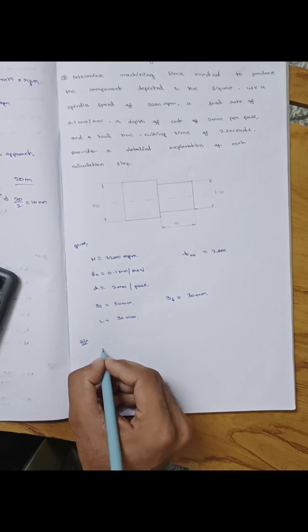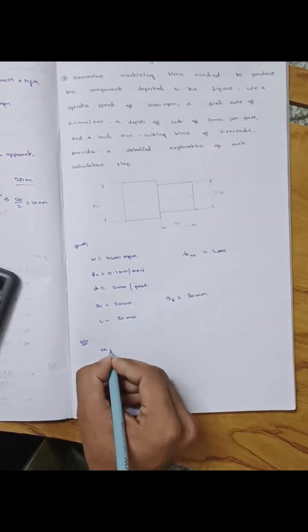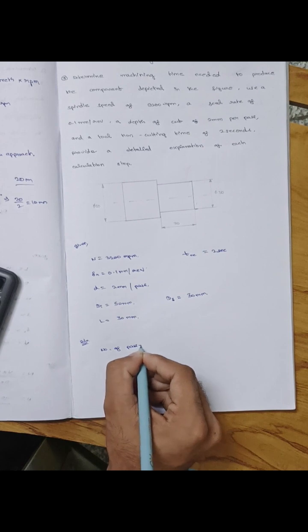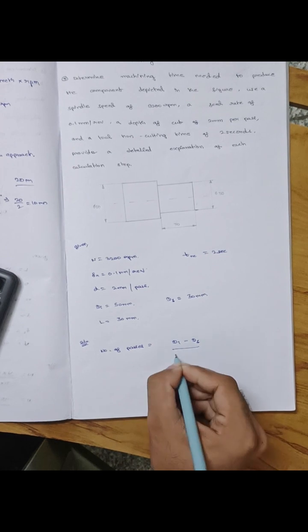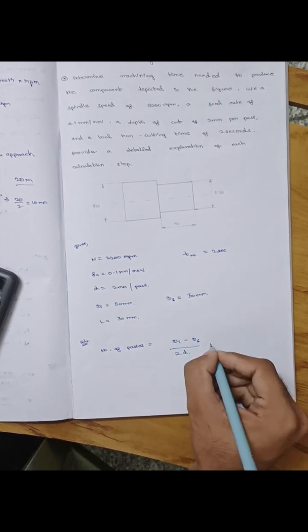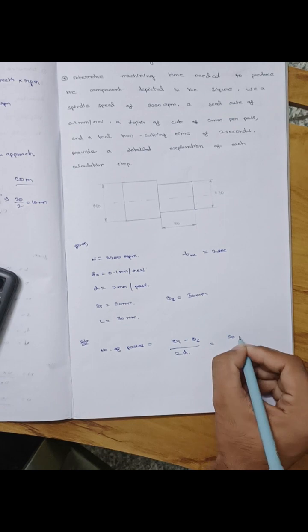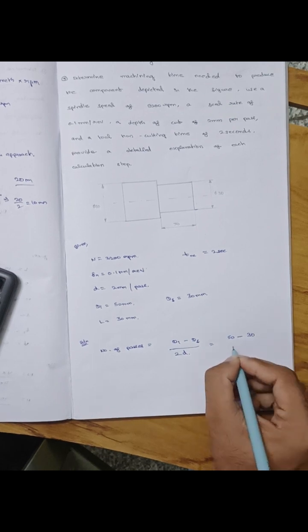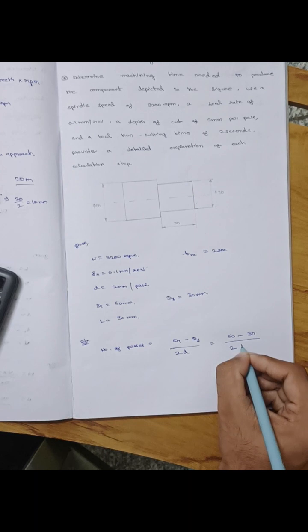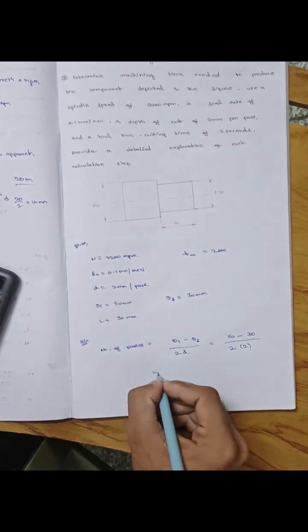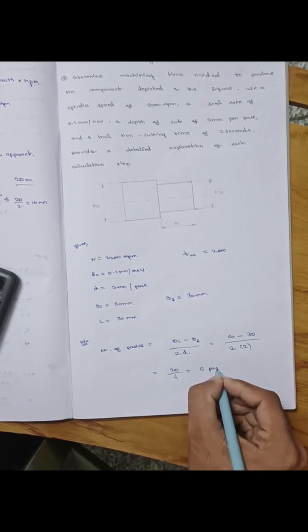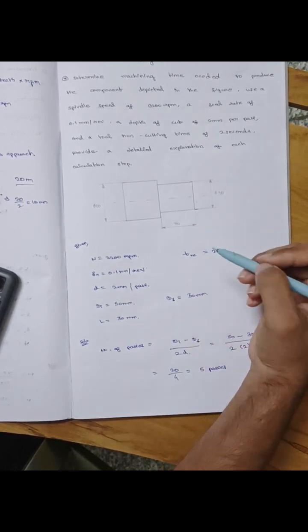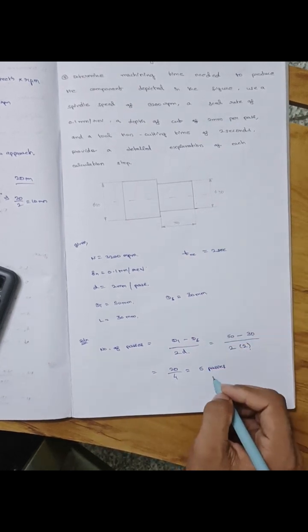We know the number of passes formula is initial diameter minus final diameter by 2 times the depth of cut. Here the initial diameter is 50 mm minus the final diameter of 30 mm, divided by 2 times the depth of cut, 2 mm. After calculating we get 20 by 4, which is 5 passes. For this step turning operation we require 5 passes.